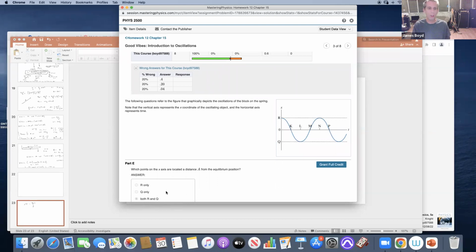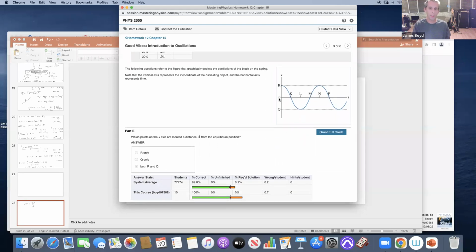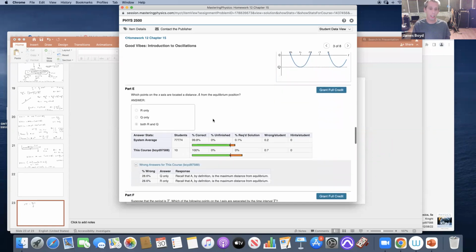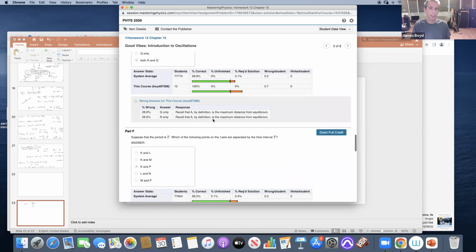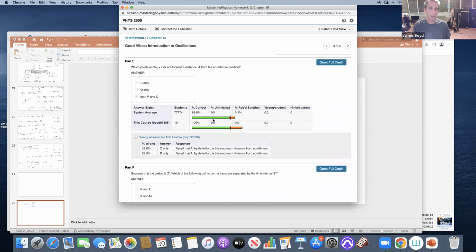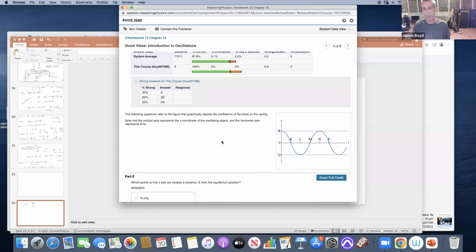R and Q are both the amplitude away. The amplitude goes either way, positive or negative. Suppose that the period is T, which of the following points are separated by an interval T? The period is when it starts to repeat. So here it repeats at N. So from 0 to N would be 1.